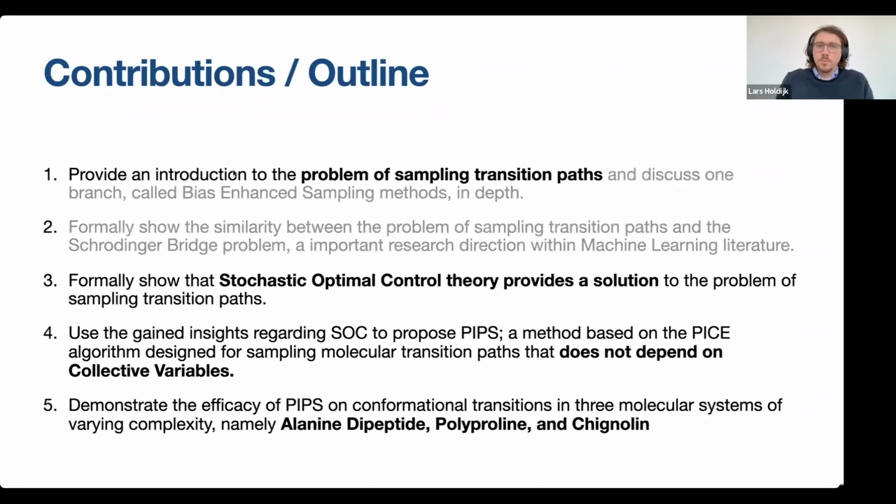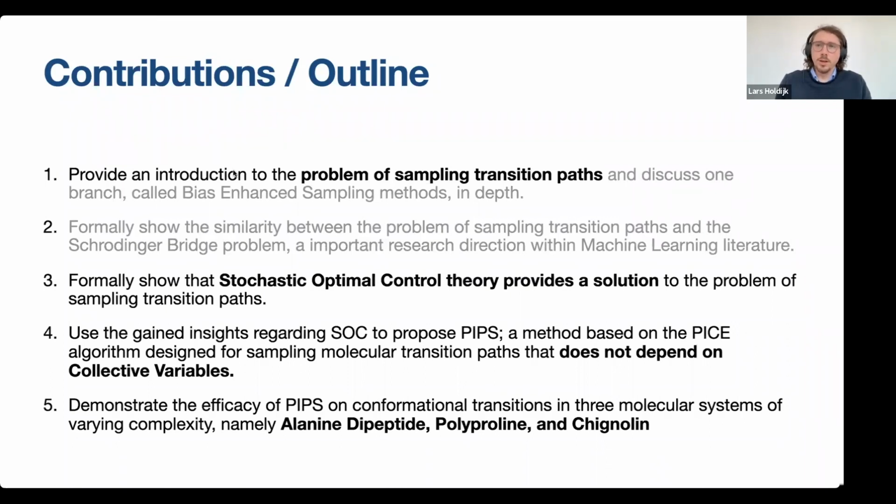I will briefly hint at a relation between the problem that we're discussing and recent work in the machine learning community on the Schrodinger bridge problem. But I will spend more time on formally showing how the problem that we're looking at is related to stochastic optimal control and how stochastic optimal control provides a solution for this problem.